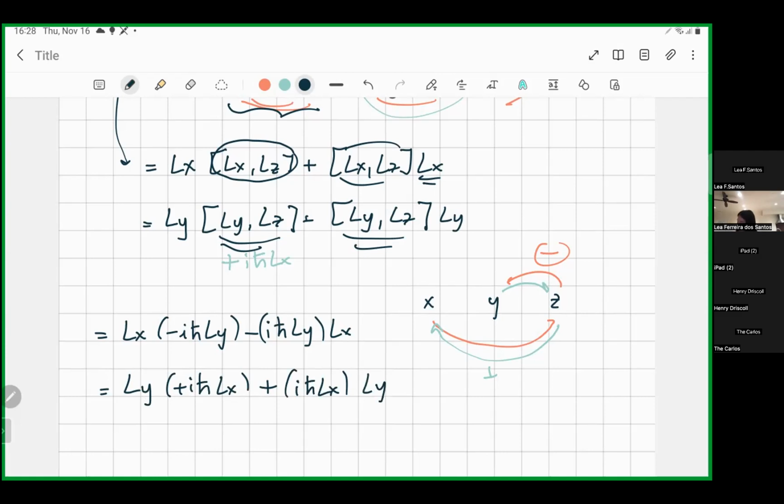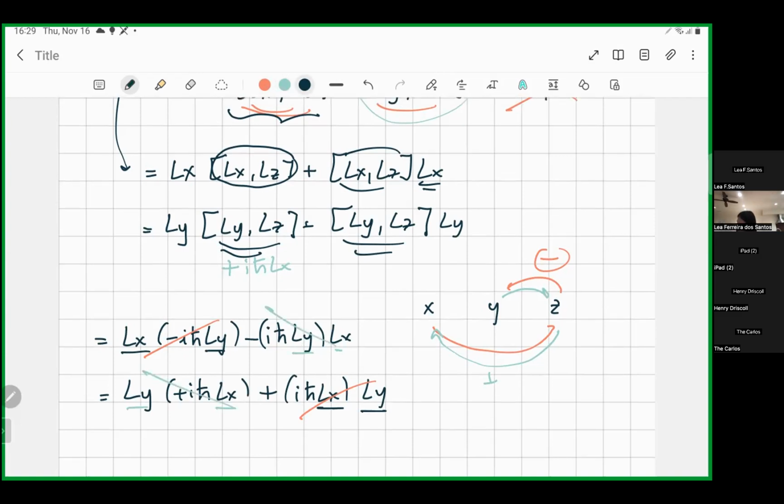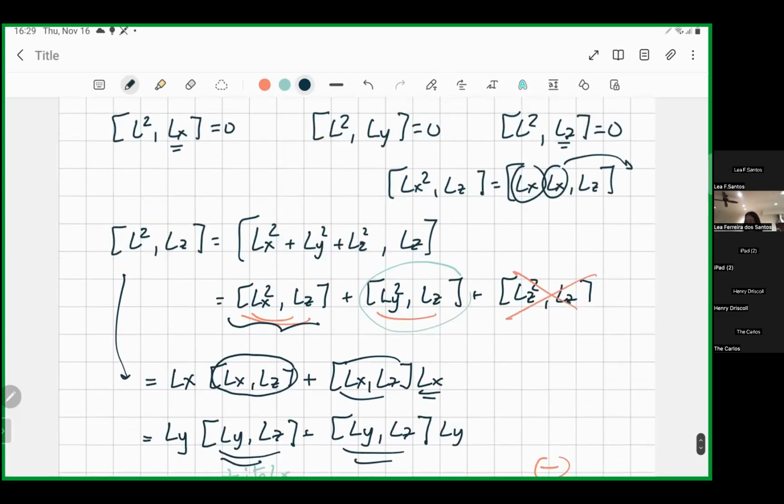You see that here I have X and Y, and here I have X and Y, but with a different sign. So these guys cancel. Now the other one is Y and X. This also is Y and X, but with different signs, so they cancel. Okay, so as we said, L square does commute with Lx, with Ly, and with Lz.